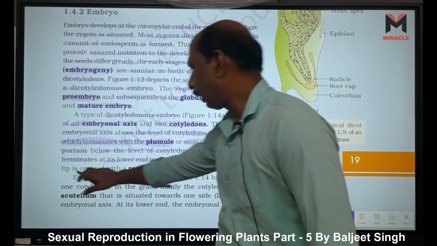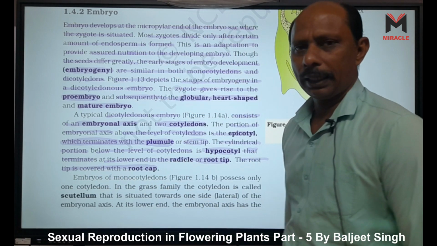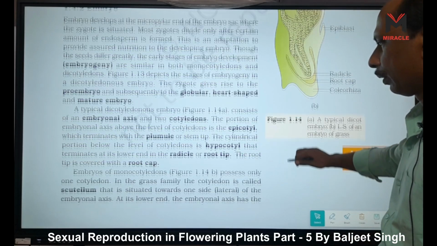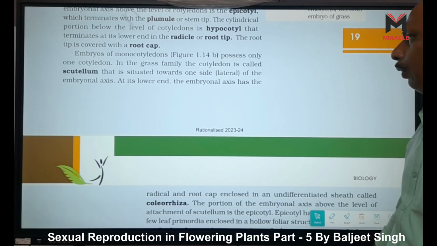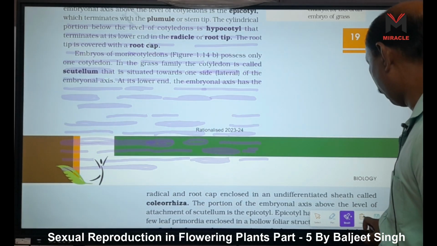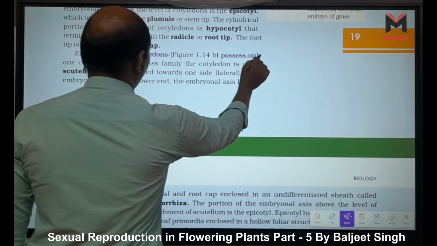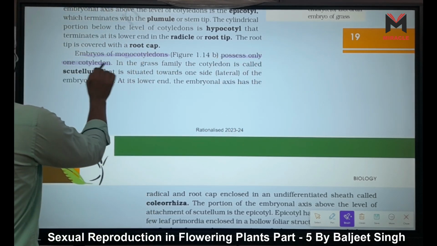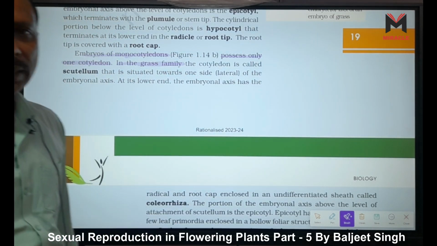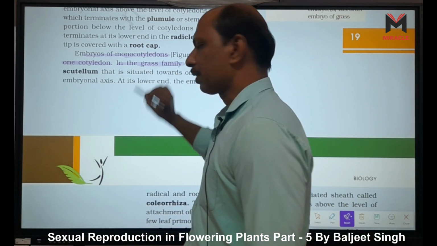The root tip is covered with a root cap, which protects the roots from friction through the soil. The embryo of monocotyledons possesses only one cotyledon, right? And in the grass family, which family? It is Poaceae, or it is also called the Gramineae family, right? It is in our NEET syllabus.